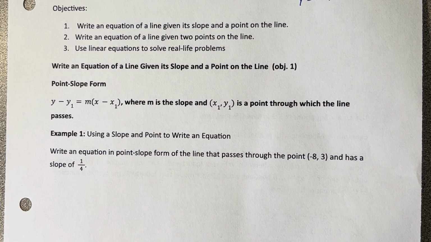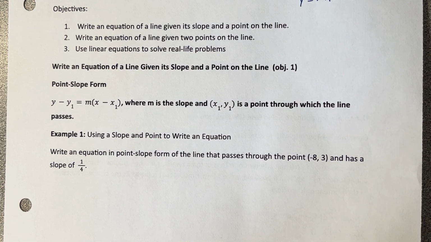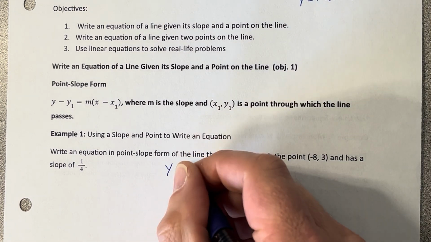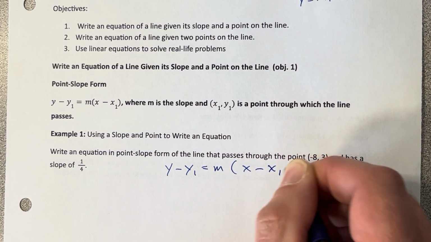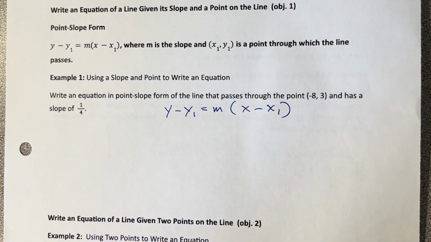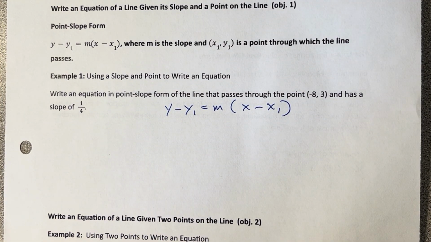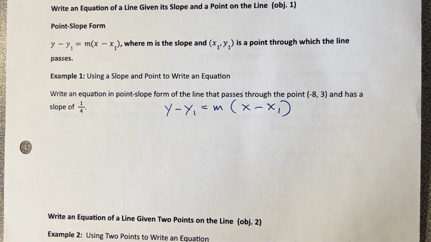Write an equation in point-slope form of the line that passes through the point -8, 3, and has a slope of 1/4. Again, you don't have the y-intercept, so you can't easily use y equals mx plus b. But you can do point-slope form, so write it out. Y minus y1 equals m times x minus x1, okay? I often don't write it out, but I have it memorized. So if you don't have it memorized, you're probably going to want to write it a couple times to make sure you have it figured out.